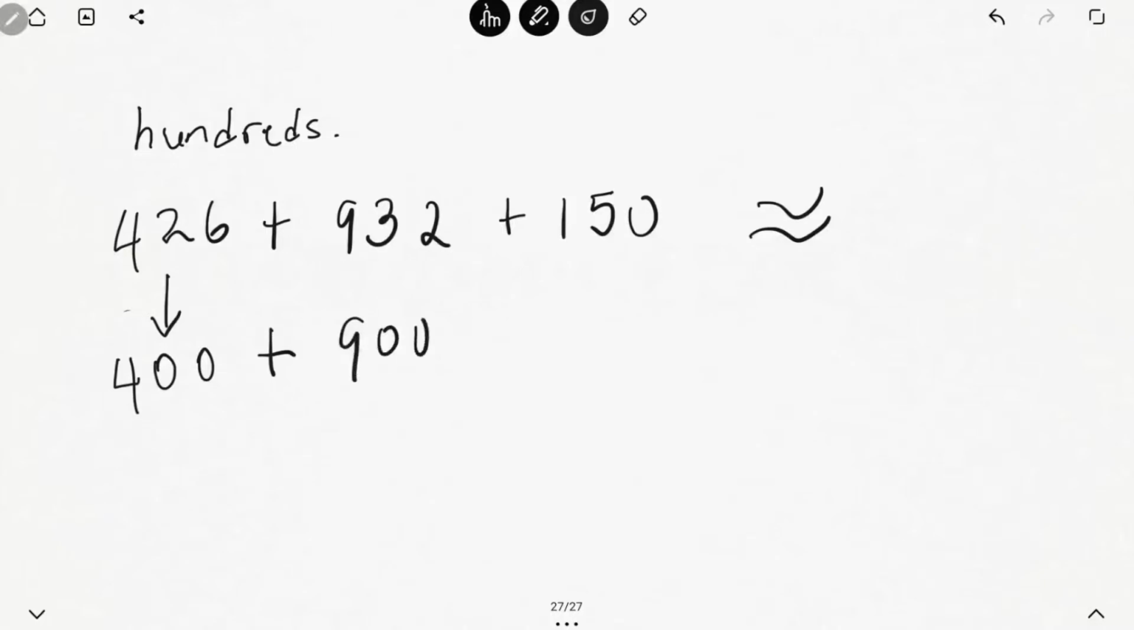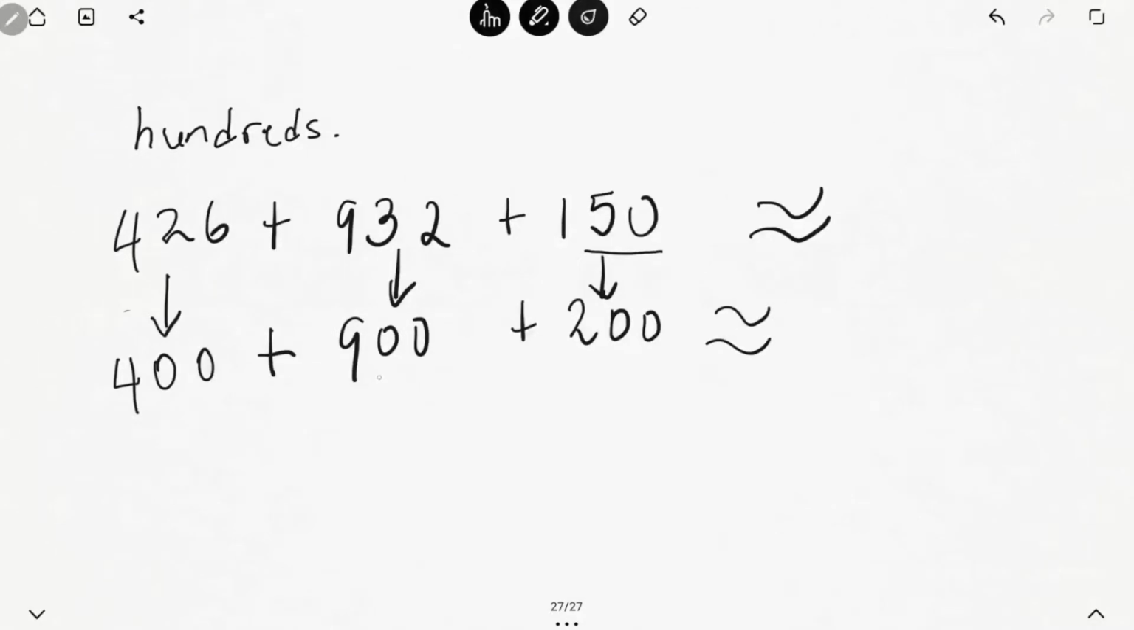It would be 900. And what's the nearest hundred to 150? Remember what we said, if something is halfway in between, like 150 is halfway in between 100 and 200. So what are we doing? Are we rounding up or are we rounding down? All right, we are rounding up. So 150 rounds up to 200.